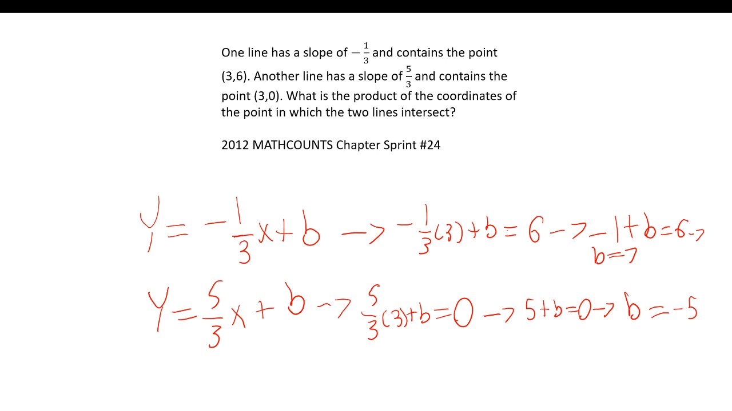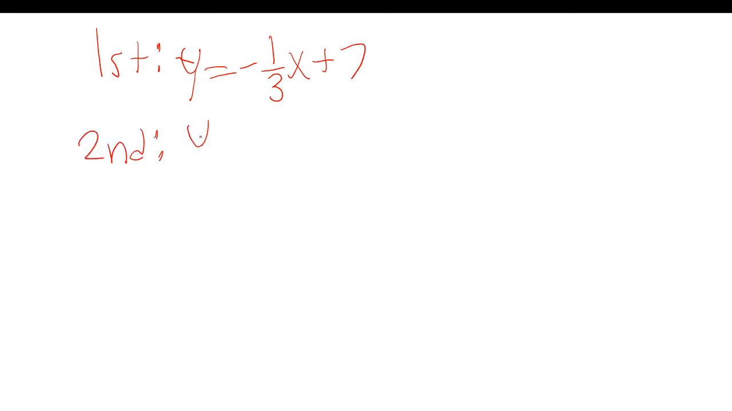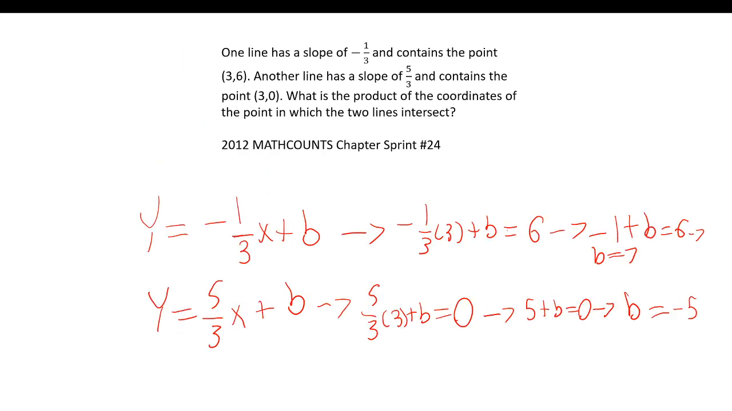We completed both equations, so let's get a little bit more organized. Our first equation is y equals negative 1/3 x plus 7, and the second one is y equals 5/3 x minus 5. So we have two equations. We want to know the product of the coordinates of the point at which the two lines intersect.